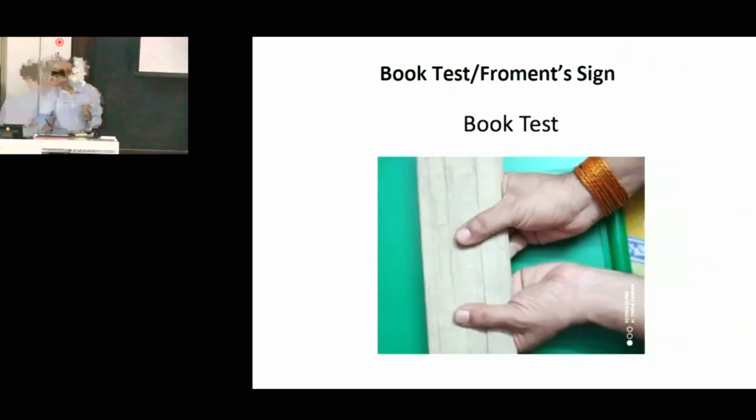Now, what is the prominent sign of the book test? This is done for the adductor pollicis. We ask the person to hold the book with adduction, this way. You have to show the person that you have to hold the book like this. If the adductor pollicis is paralyzed, how will the person hold? He uses the flexor pollicis brevis. That limb is flexed, means he is like this way.